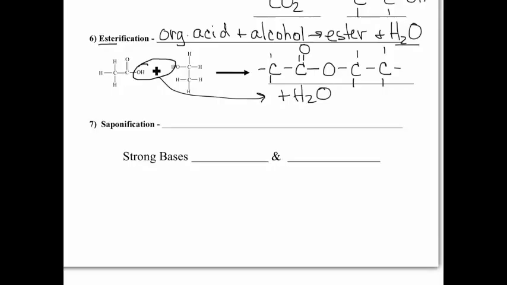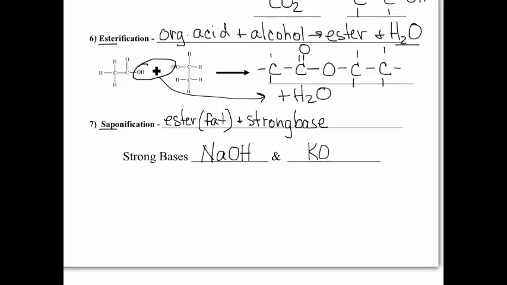Last one, saponification. There's actually a little hint in there. If you unscramble those letters, it makes soap. So you have an ester or a fat and a super strong base. And you should recognize the strong bases. Usually it's either NaOH, which is lye, or KOH, potassium hydroxide. Those are super strong bases. And you're going to make soap, and one of the products will be an alcohol.